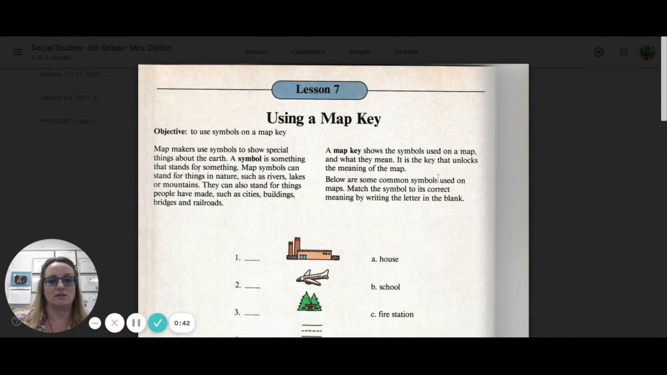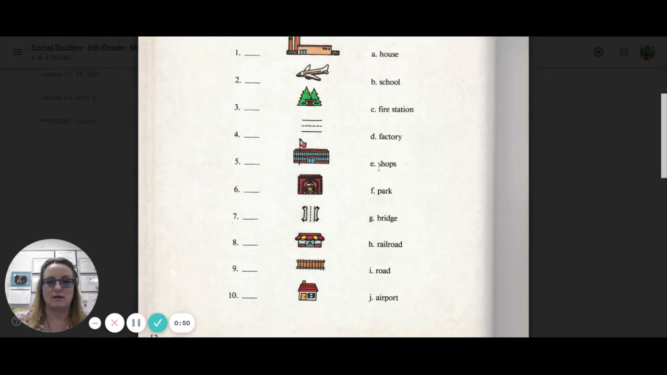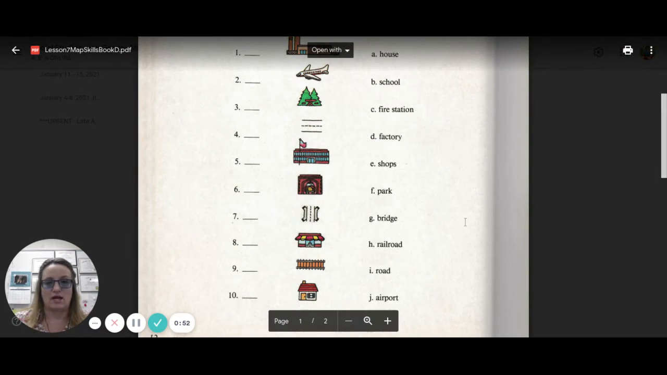Below are some common symbols used on maps. Match the symbol to its correct meaning by writing a letter in the blank. All right, so we look at these pictures here, and then we are going to match up these words with these pictures. So whichever one shows a house, you're going to write an A on the line over here. So look for a house and put an A there. A school will get the letter B beside it. So look for something that looks like a school.